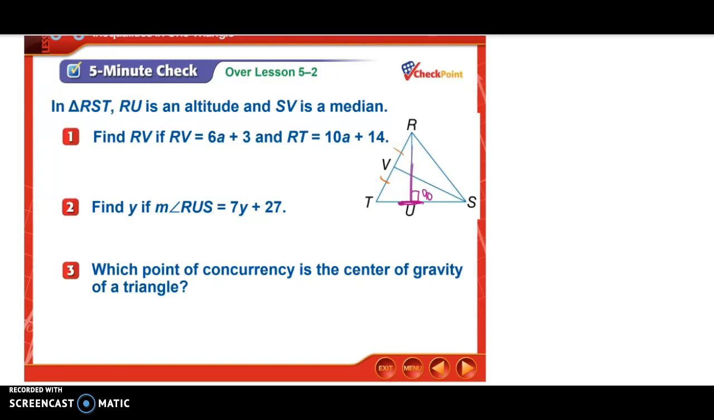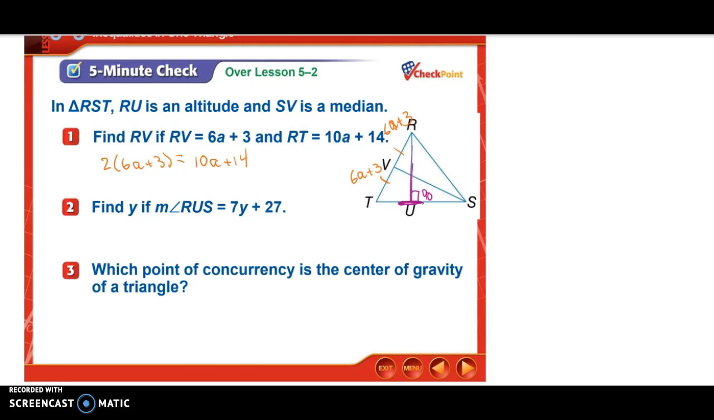RV is 6a plus 3. And RT, which is the whole thing, is 10a plus 14. So let's put 6a plus 3 right there. That means that this one has to be 6a plus 3. So the piece plus the piece equals the whole. It takes 2 of the 6a plus 3 to equal the whole, which is 10a plus 14. Okay, and so then you would solve that one, but I'm not going to solve that in this video. You can do that on your own.